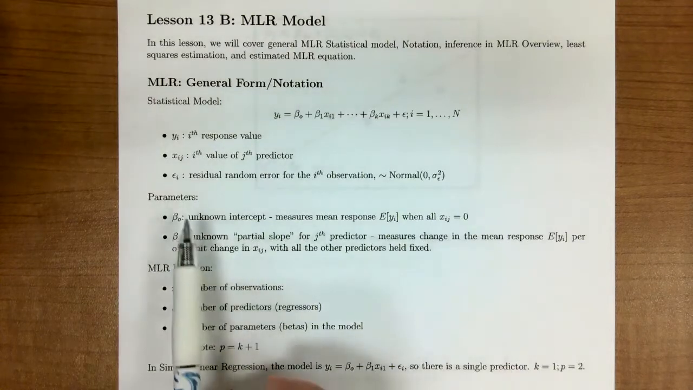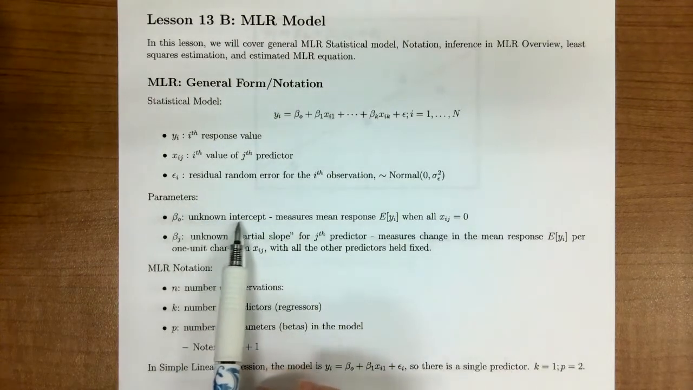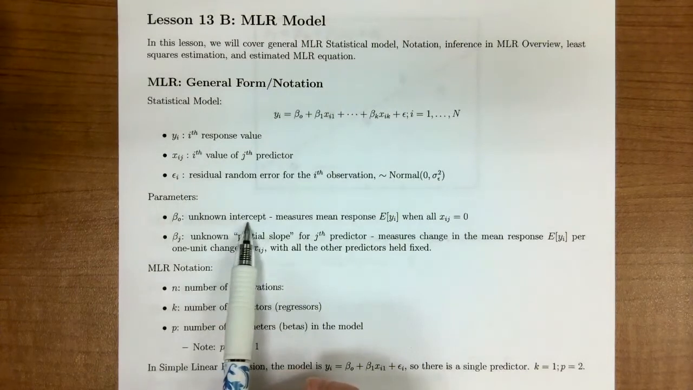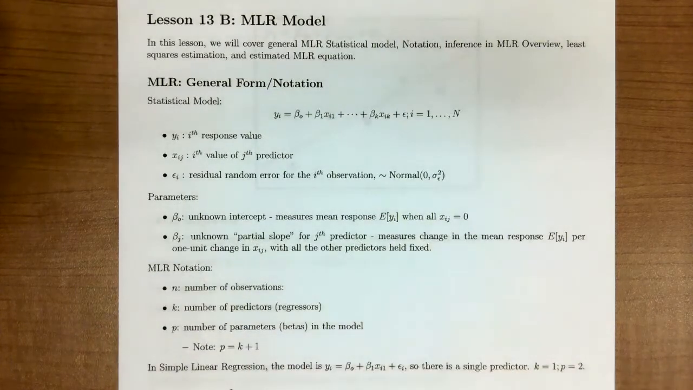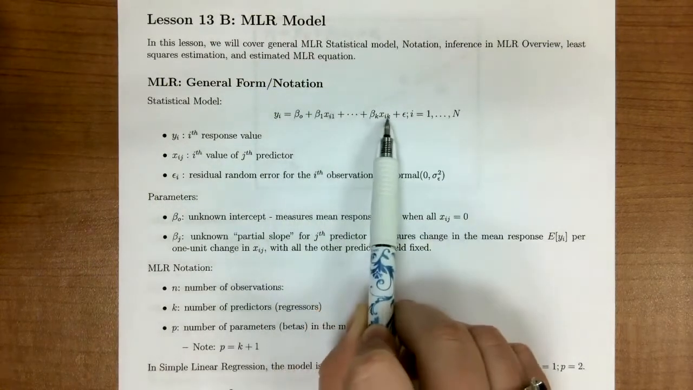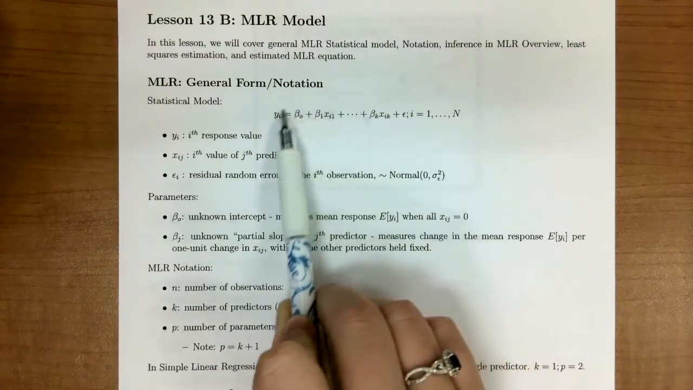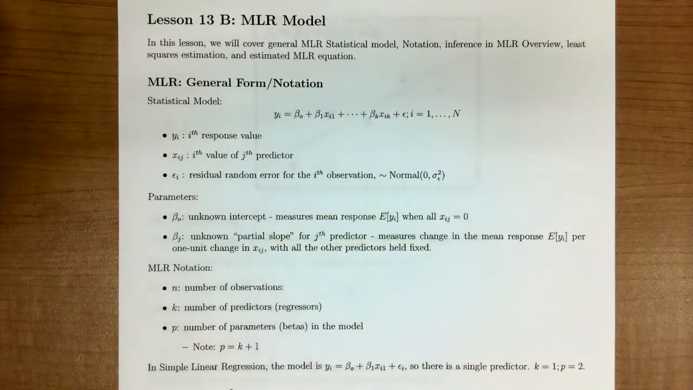The next thing that we have is our parameter of our unknown intercept. This is going to measure the mean response when all of our x's are 0. So imagine these are 0, we would only have our beta naught. This will allow us to fit our model. And in this class, we will always have an intercept in our model. There are some cases, very few, where you want it, but in our case, we will.